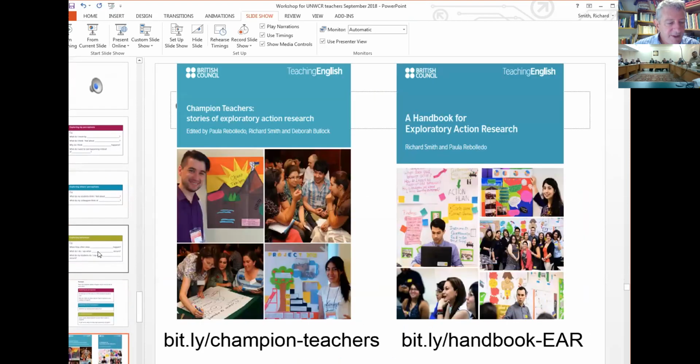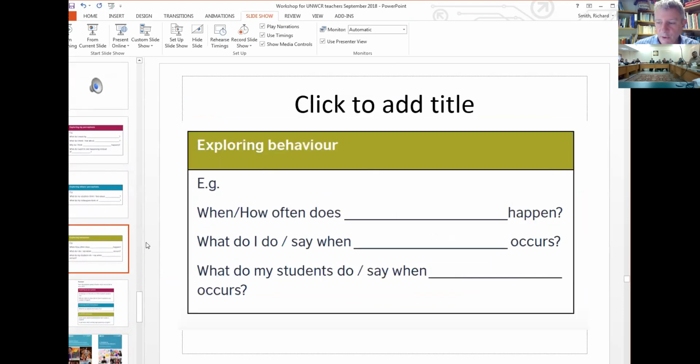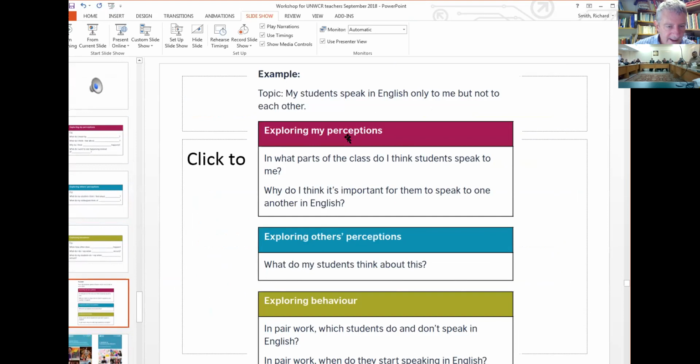So these are in the handbook, and these are just possible kinds of question that you might have for your own topic, your own concern. If we put them together like this, we can see another example. This is a teacher who said, the topic or the problem is my students speak in English only to me in the whole class, but when it's pair work, they don't talk English to each other. We had a little bit of an example like that earlier. And this teacher could come up with some research questions related to this topic.